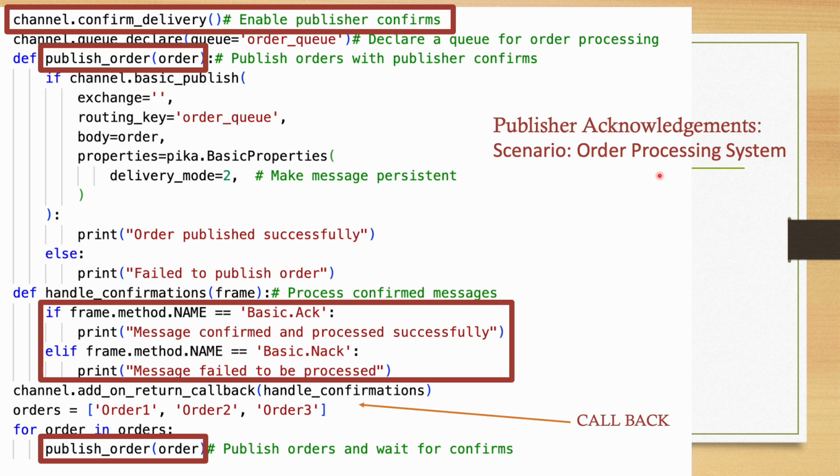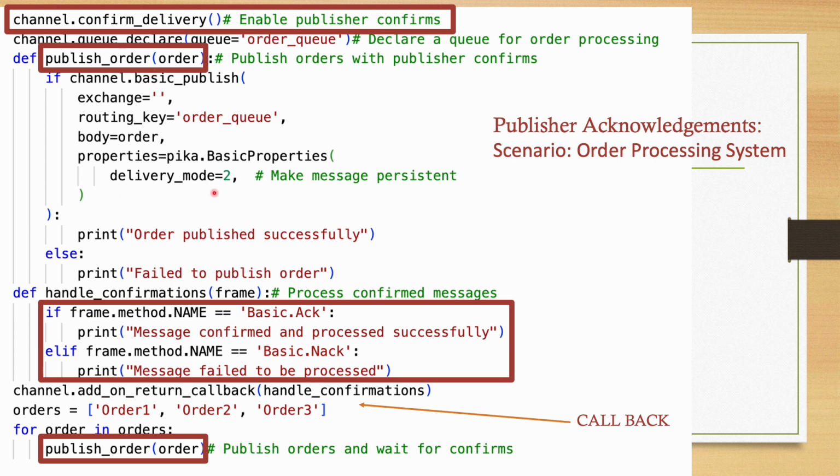Publisher confirms are enabled on the channel using channel.confirm_delivery. A queue named order_queue is declared for order processing. The publish_order function is responsible for publishing orders to the order_queue with the delivery mode set to 2, persistent.